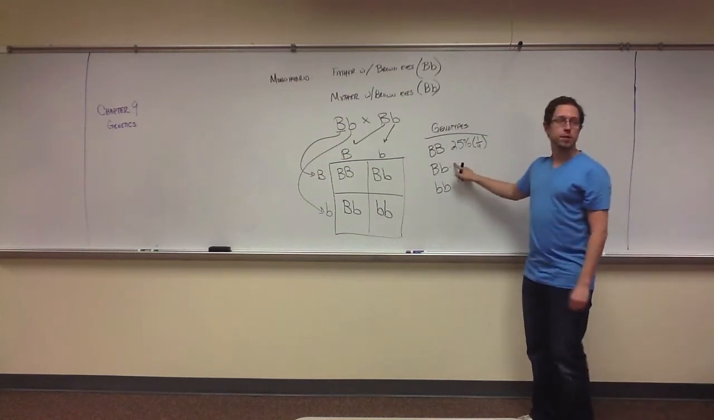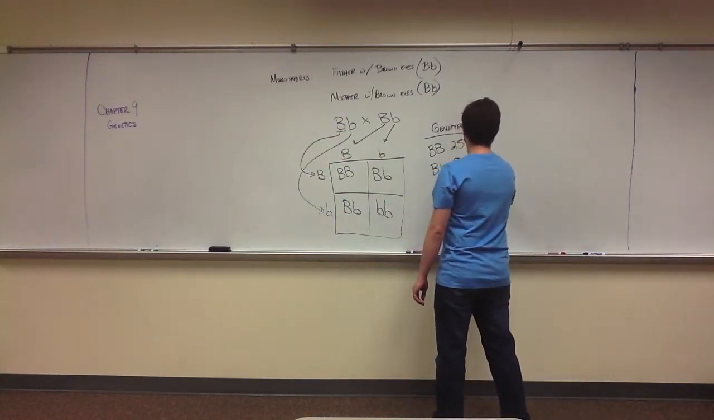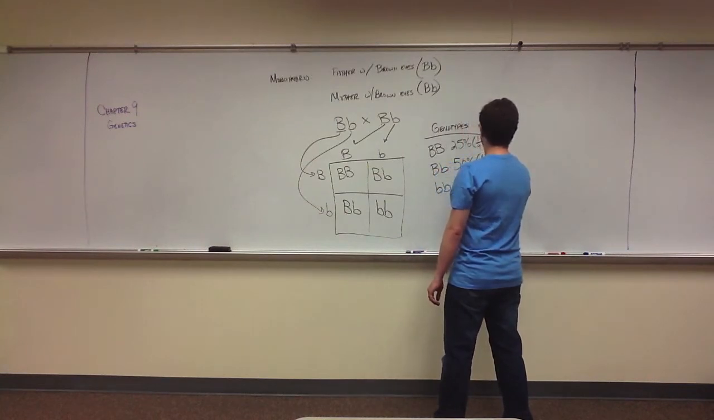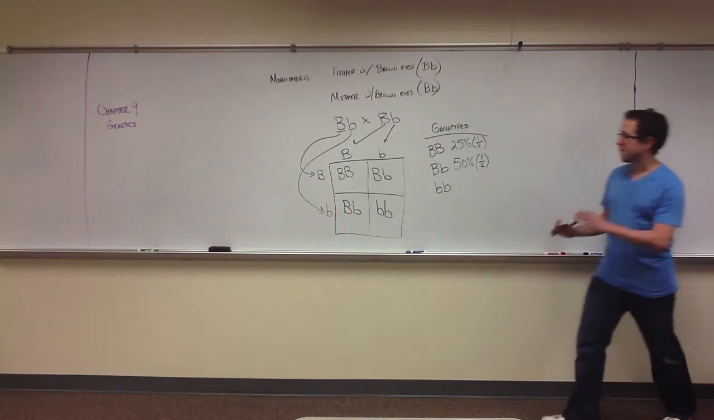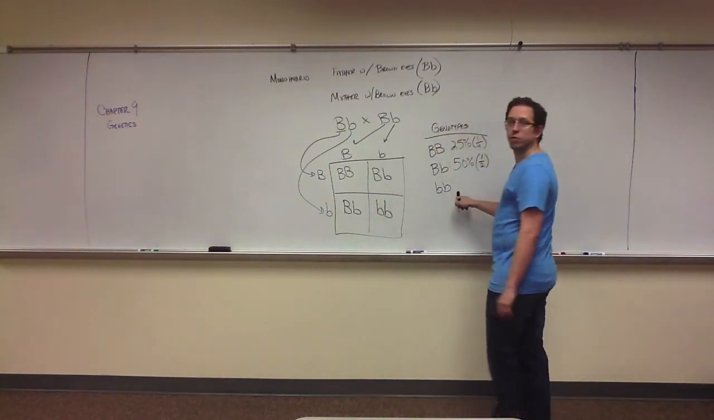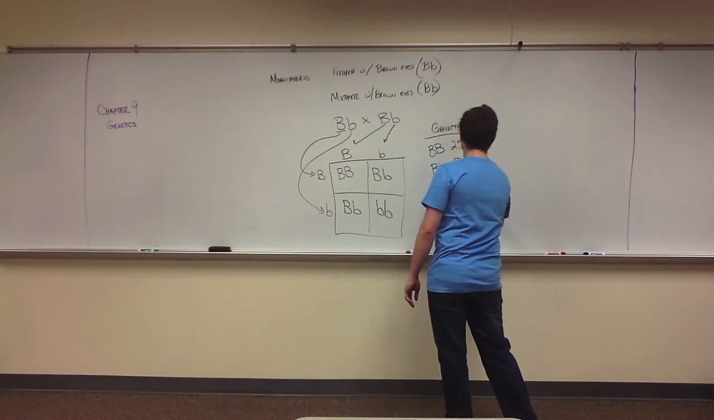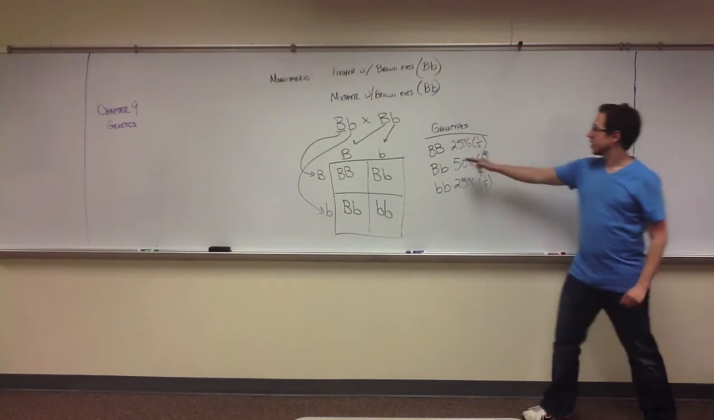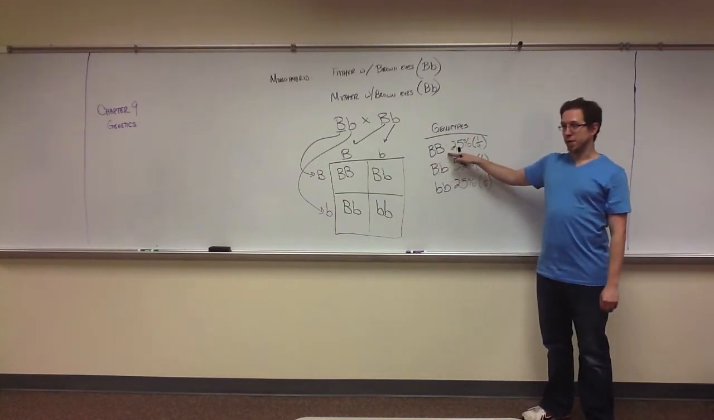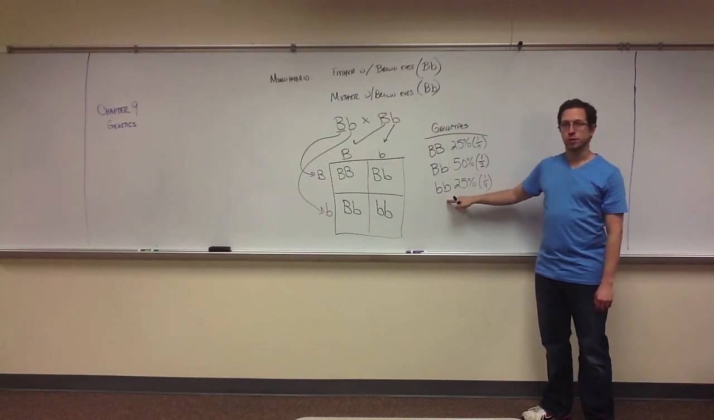Okay? What about big B, little b? 50%. Okay, represented again as a fraction, 2 over 4. Right, 2 out of 4, which I can reduce to 1 over 2. So 1/2 of these. And finally, little b, little b. 25%, which again is 1/4. Okay. So, homozygote for the dominant allele, heterozygote, homozygote for the recessive allele.